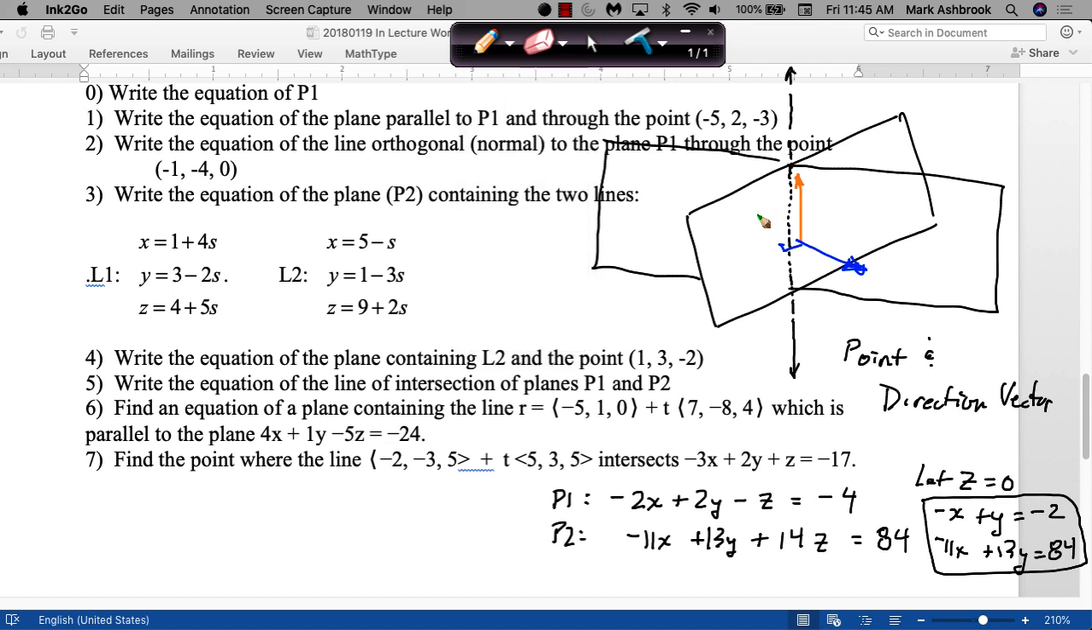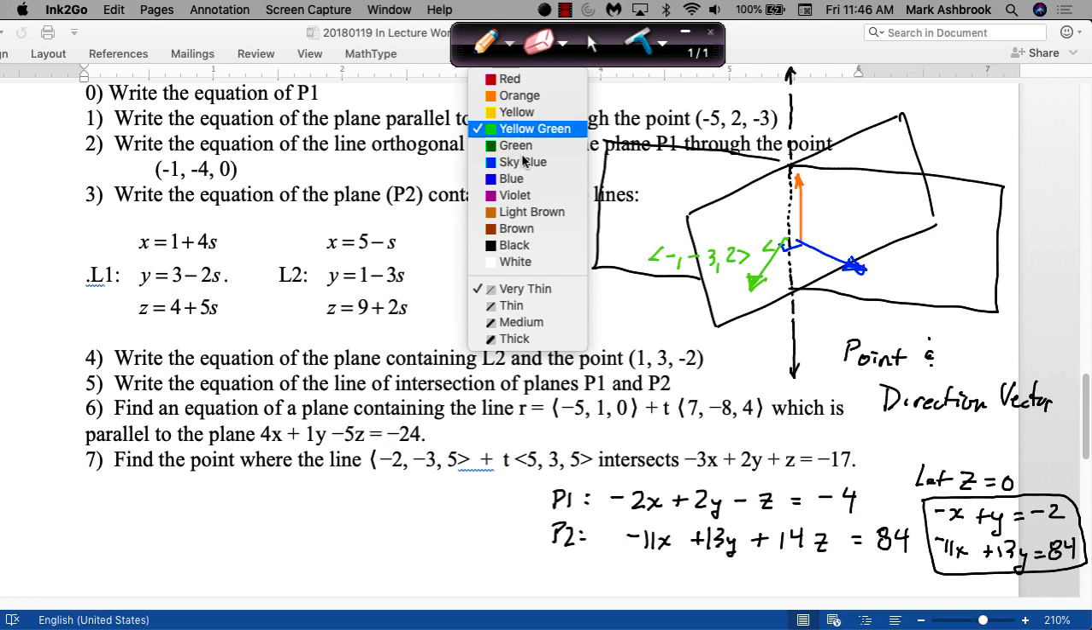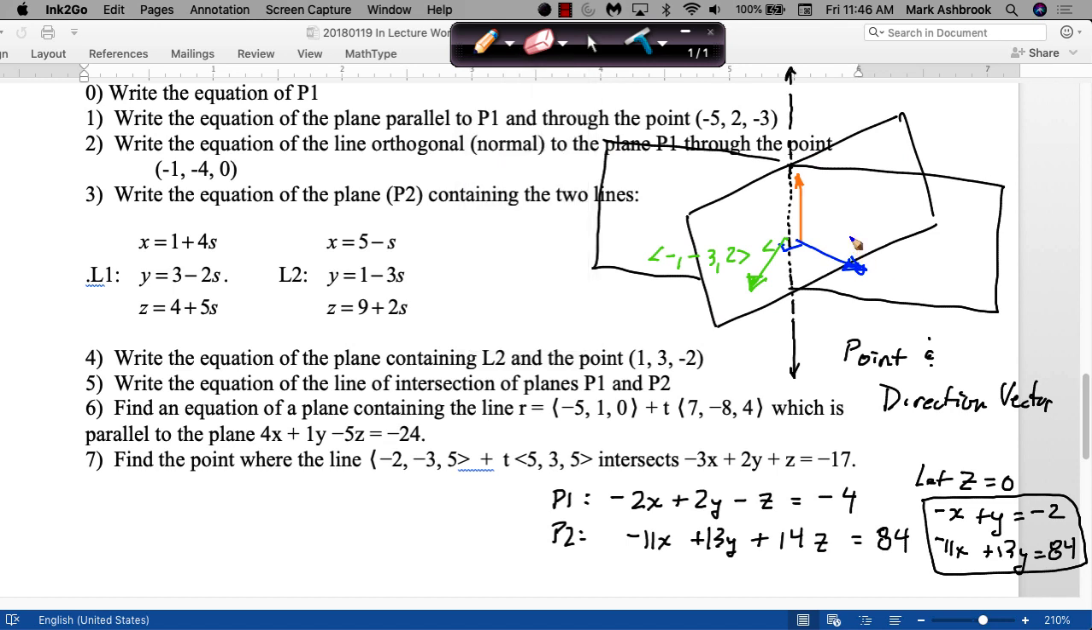Colors are fun, okay. And then this vector is perpendicular to that plane back there. Would that work? See that? So if this blue vector is, say, L1, then this is my 4, negative 2, 5. And this is, say, L2 back here, and this is my negative 1, negative 3, 2. This is my L1 orthogonal vector, 4, negative 2, 5.